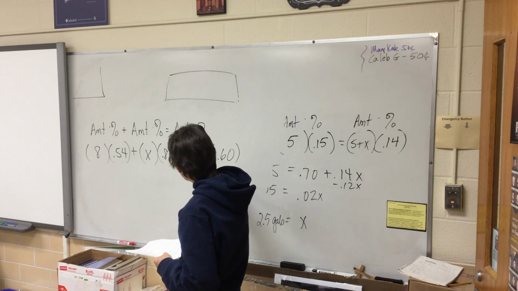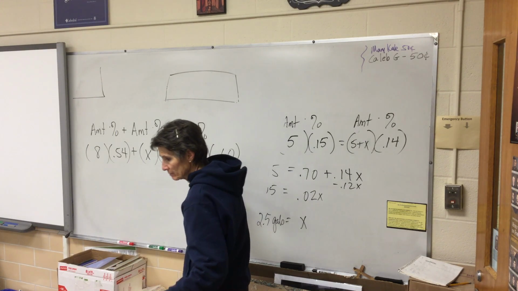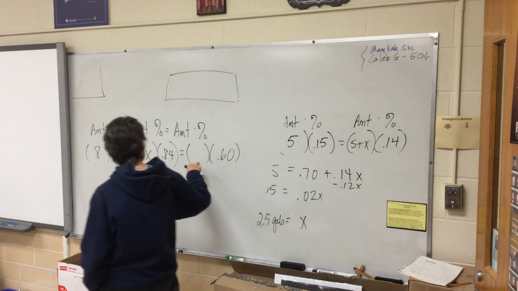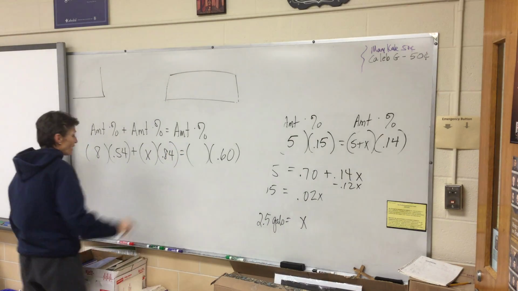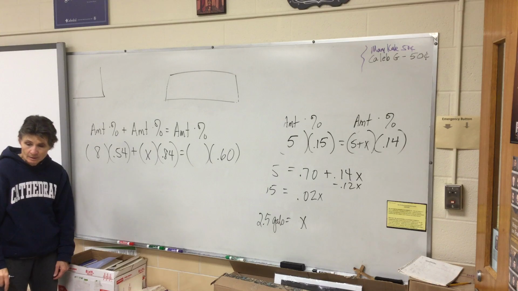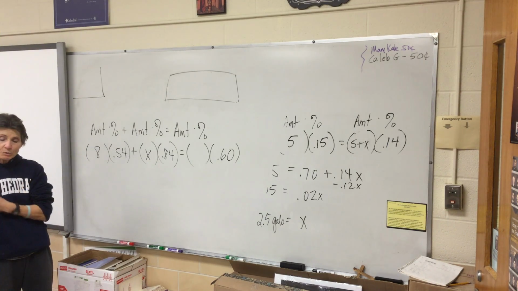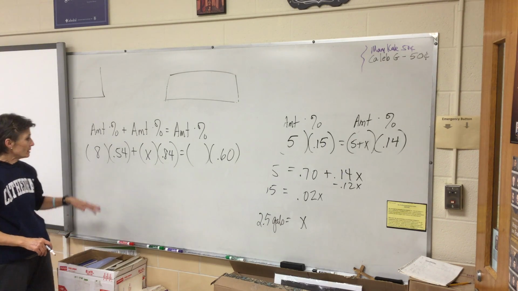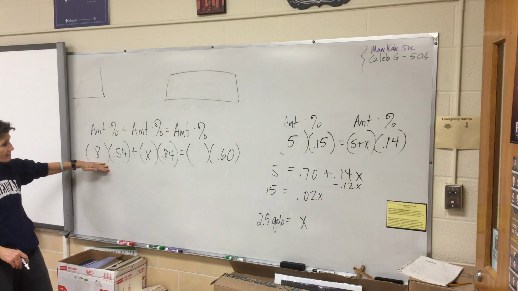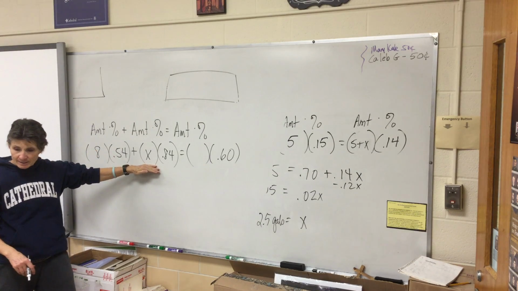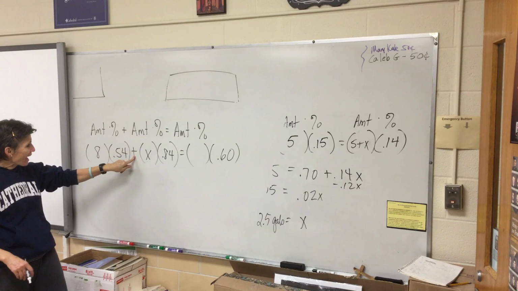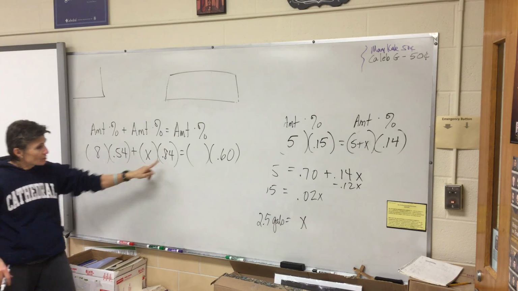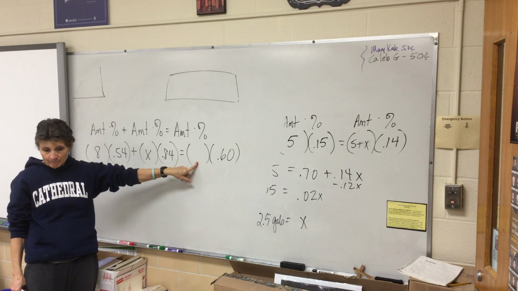Now, I got an empty parentheses here. That represents the amount of the final solution. So stop and think about what you are mixing together. You have 8 gallons and X gallons that you are adding together. So what's going to go here?